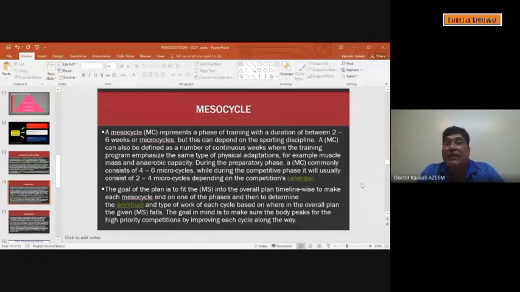The goal of the plan is to fit mesocycles into the overall plan timeline, to make each mesocycle end on one of the phases, and then to determine the workload and type of work for each cycle based on where in the overall plan the given mesocycle falls. The goal in mind is to make sure the body peaks for the high priority competition by improving each cycle along the way.